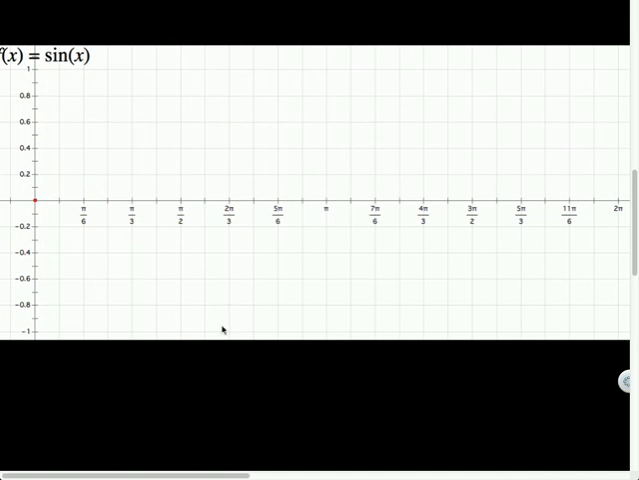So check this out. I've got my possible range going from -1 to 1. And my x-axis is measured in radians. So pi over 6, pi over 3, pi over 2, 2 pi over 3, 5 pi over 6, pi, 7 pi over 6, 4 pi over 3. So they've reduced these fractions for us. And I'm going all the way out to 2 pi. So I want you to draw this as well.